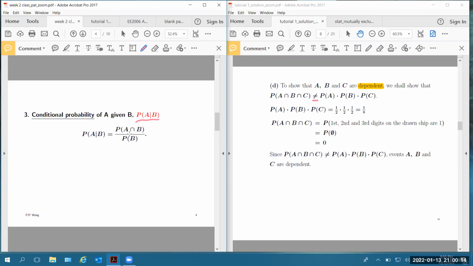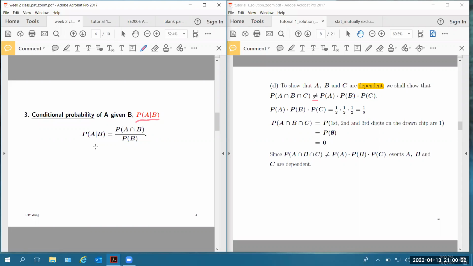The meaning is like that. They tell you that B has happened, that's the meaning of given B. Then they ask you, what is the probability of A happening? So they tell you already B has happened, then they ask what is the probability that A is happening. Got it? This is called conditional probability of A given B, the probability of A happening conditional on B having happened.